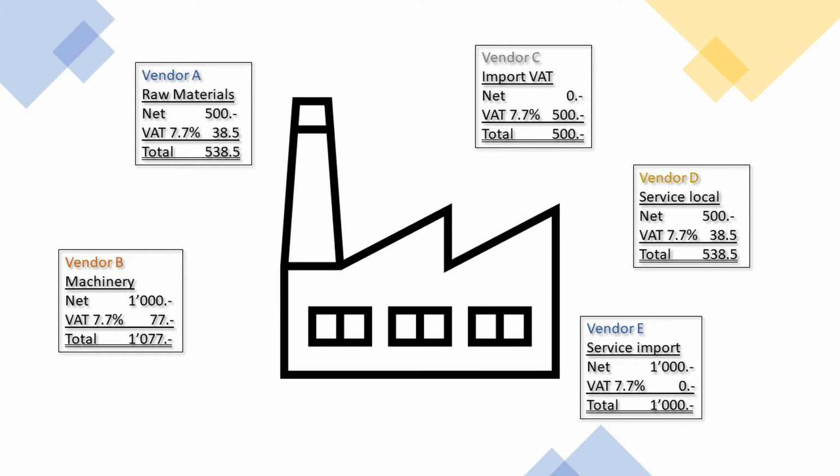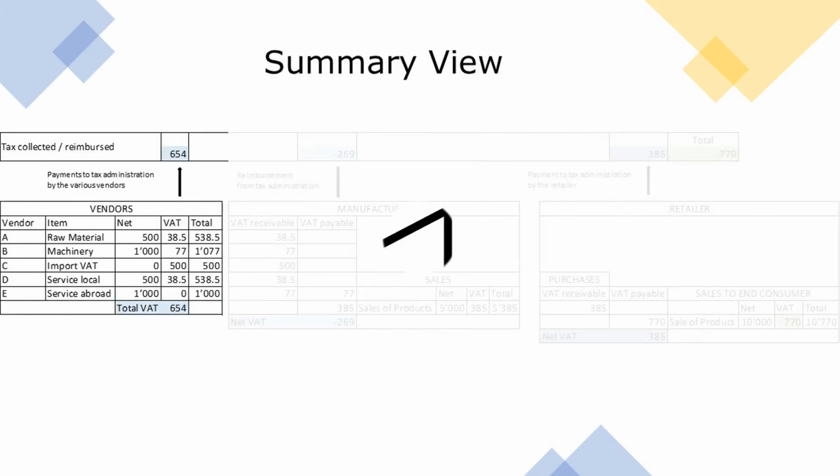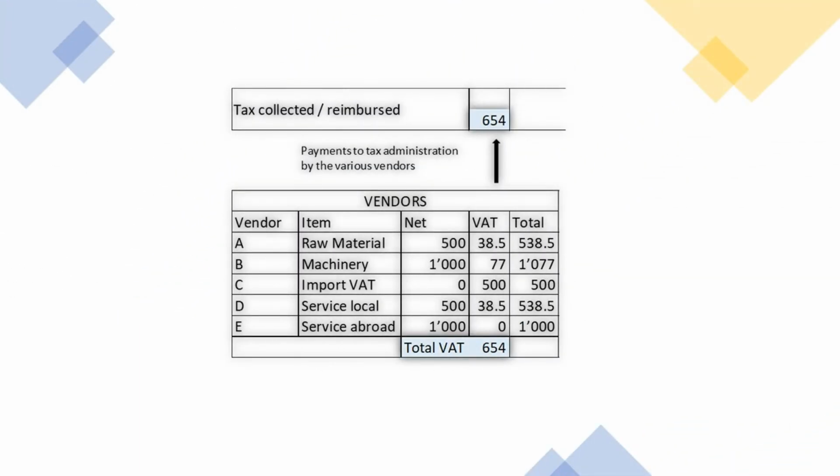The charge is net of VAT because it is an export of services from the country where the vendor E resides. According to place of supply rules, the service is subject to Swiss VAT and so-called reverse charge, or in Swiss terms Bezugssteuer. Let's have a look at the summarized transactions. Whilst the manufacturer is paying the gross invoice amounts to its vendors, Swiss tax administration receives a total of 654 Swiss francs in VAT from vendors A to D. This is also the amount recorded as VAT receivable by the manufacturer.